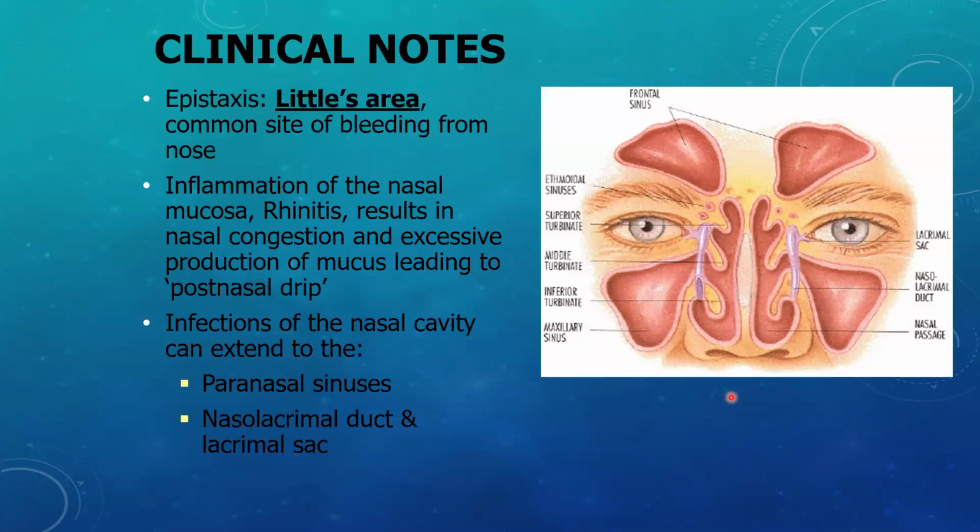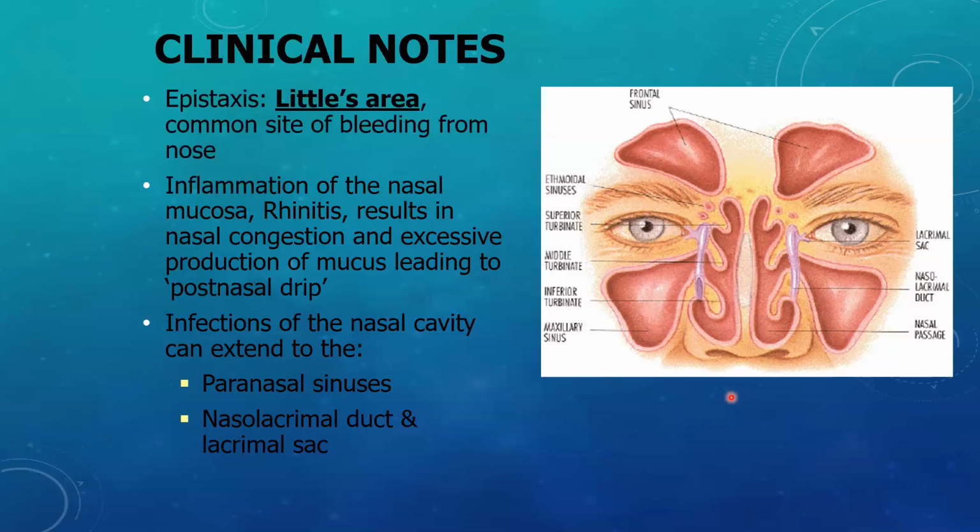Now, applied importance. Little's area is the common site of bleeding from the nose. Inflammation of the nasal mucosa is known as rhinitis, maybe due to a viral cause and flu, everything which causes nasal congestion and excessive postnasal drip. Infection of the nasal cavity may lead to infection of the paranasal sinuses, known as sinusitis, and may spread from the nasolacrimal duct into the lacrimal gland and into the eyes. So this is about the nasal septum.